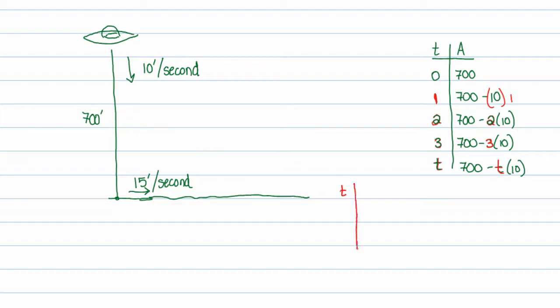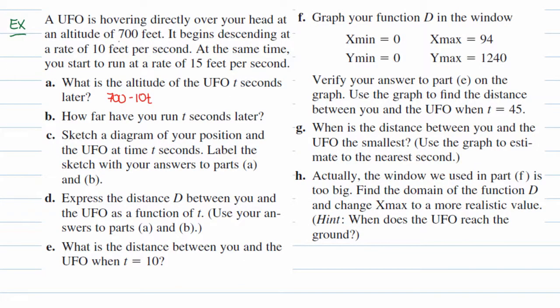So t seconds, and we'll say d is the distance you've run. Or maybe we'll let r equal the distance you've run. Well, initially, you're no distance away from your initial spot. You're just right there. 1 second later, you're 15 feet, right? And 2 seconds later, you're 2 of those 15 feet away. And 3 seconds later, you're 3 of those 15 feet away. So, obviously, t seconds later, you're t of those 15 feet away. Or in other words, you're 15t feet away. So let's go ahead and write that in. How far have you run in t seconds? Well, 15t feet.